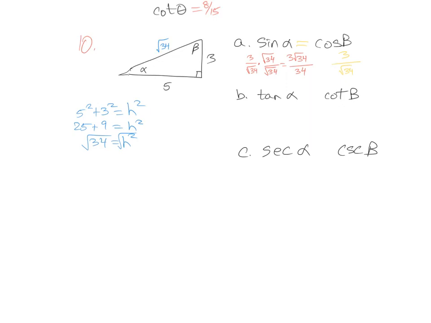Same thing with tangent and cotangent. So tangent and cotangent are inverses of each other. So the tangent of alpha is going to be what? Opposite over adjacent, right? So 3/5. Cotangent at Bravo, cotangent is what? Cotangent is, instead of opposite over adjacent, it's adjacent over opposite. Still 3/5. Again, those two are the same at opposite corners, okay?